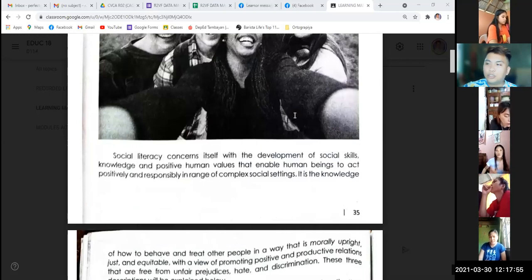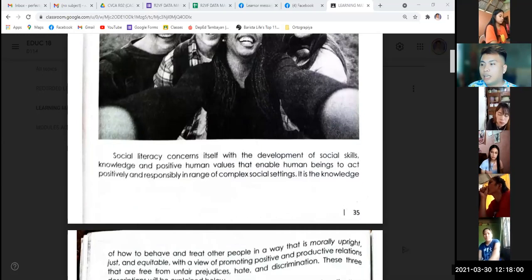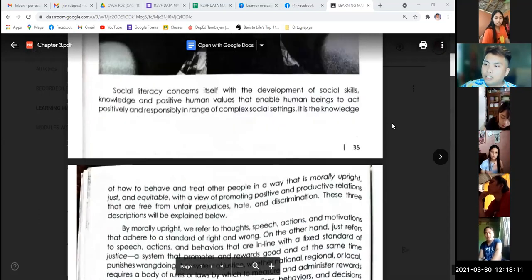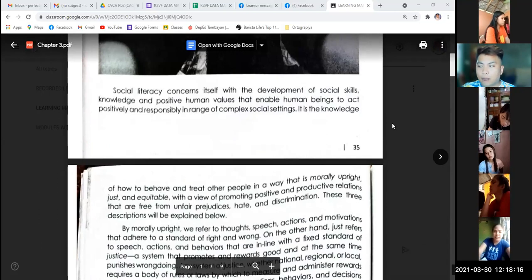Social literacy concerns itself with the development of social skills, knowledge, and positive human values that enable human beings to act positively and responsibly in a range of complex social settings. It is the knowledge of how to behave and treat other people in a way that is morally upright, just, and equitable, with a view of promoting positive and productive relations that are free from unfair prejudices, hate, and discrimination. These three descriptions will be explained below.